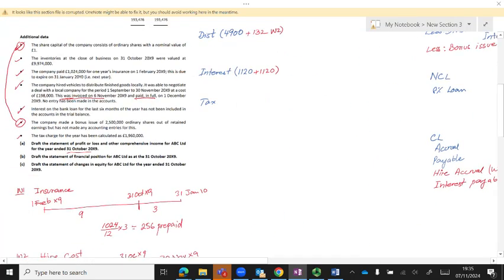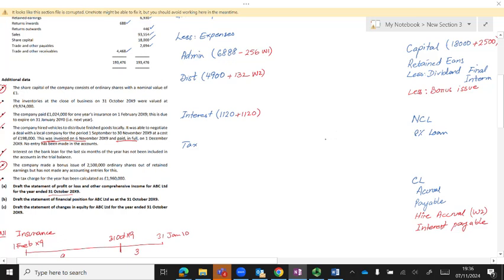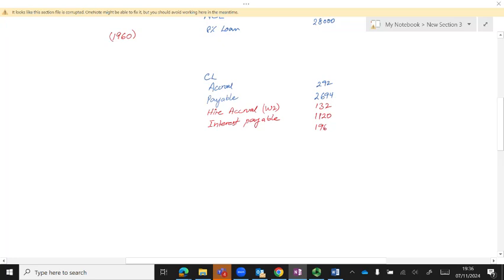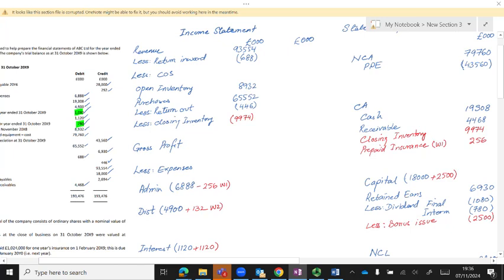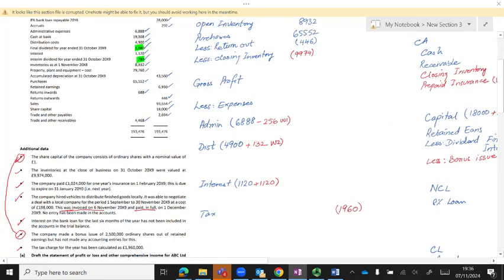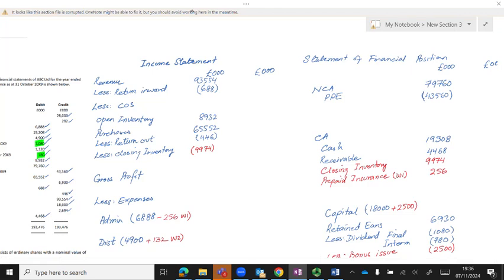Last one is the tax. The tax for the year is 1960, and usually we pay tax after 1 year. Therefore, I'm going to record 1960 over here. And because we pay tax after 1 year, therefore 1960 should also be recorded in the liability. And now you can see that all the figures have been recorded, all the notes have been recorded in the financial. Now I'm going to close it.